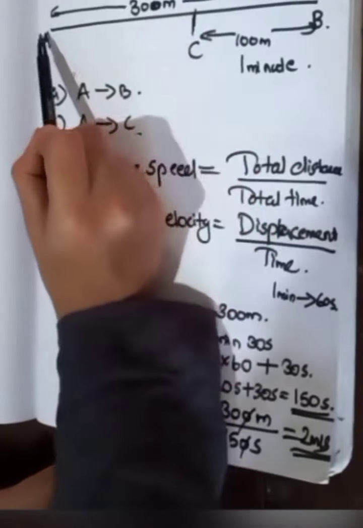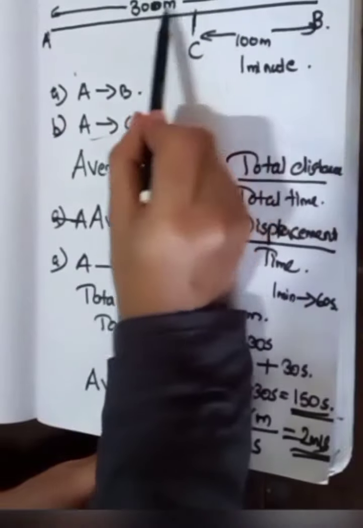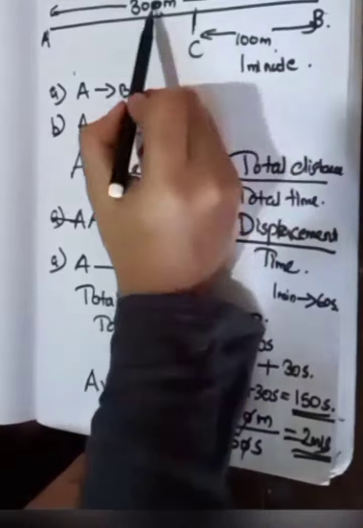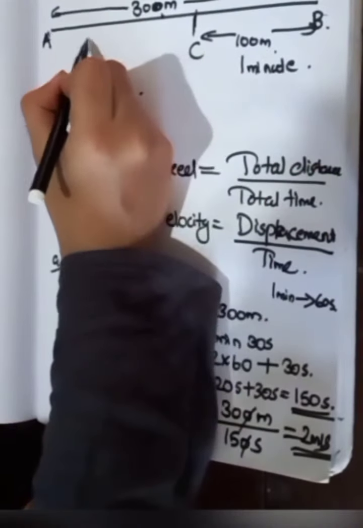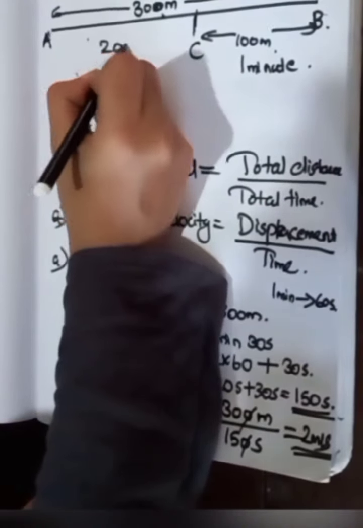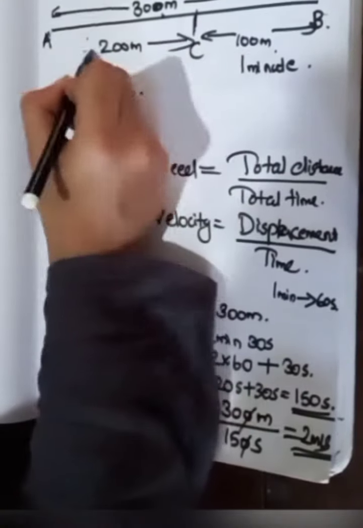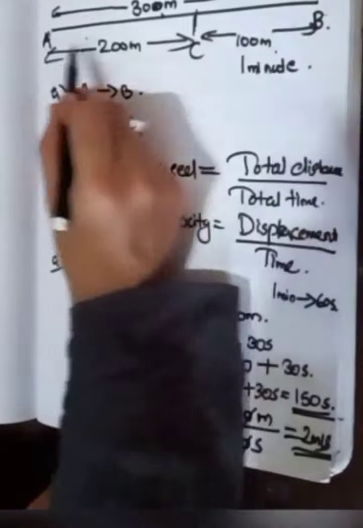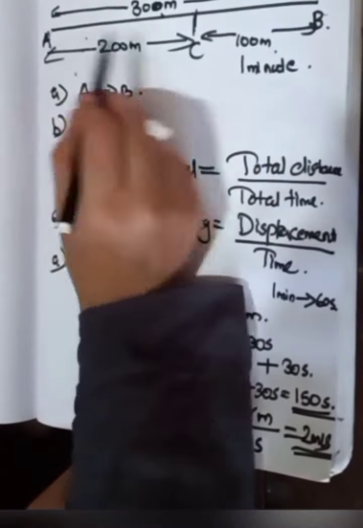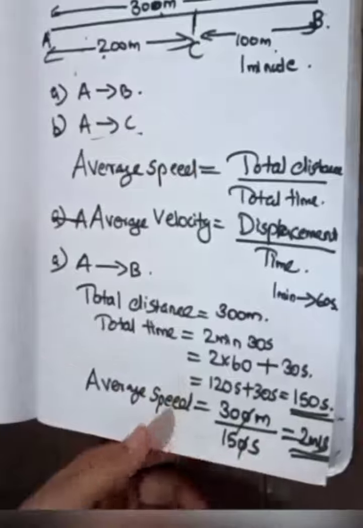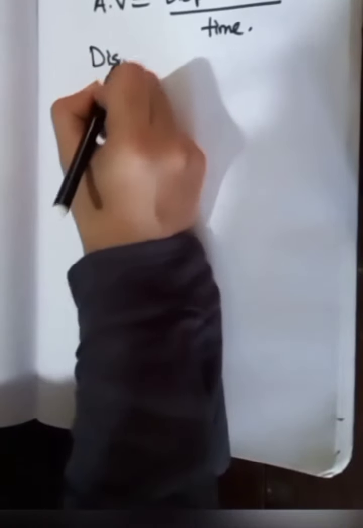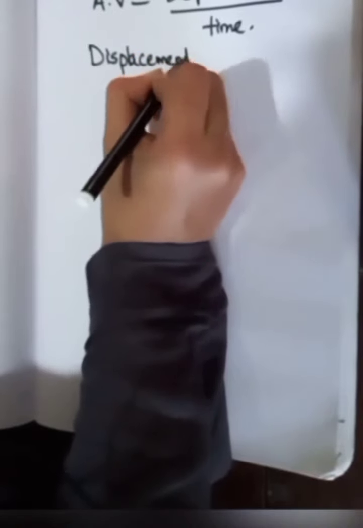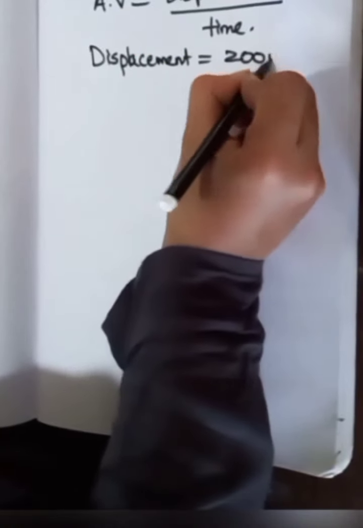From A to B, this is 300 meter. From C to B, it is 100 meter. 300 minus 100, A to C is equal to 200 meter. Total 200 plus 100, 300 meter from A to B, so the balance from A to C is 200 meter. That is, the displacement from A to C will be 200 meter.